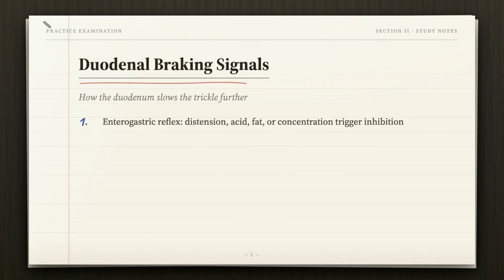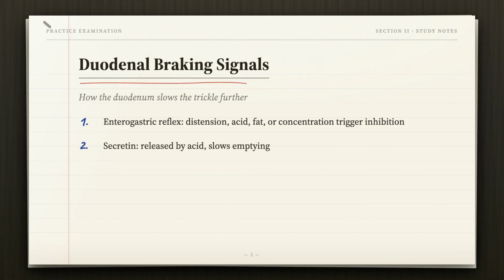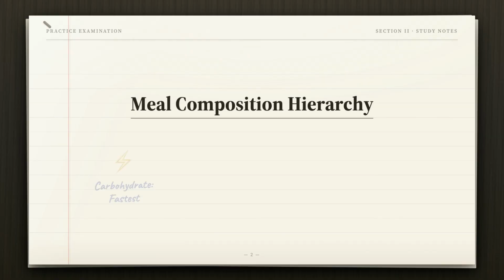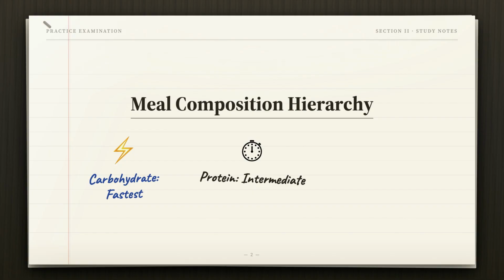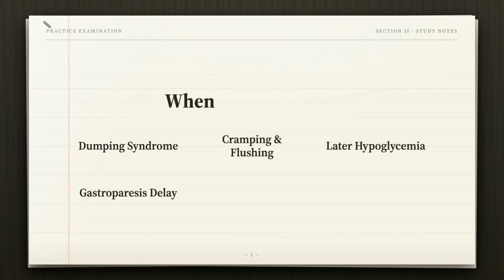The duodenum modulates that trickle through the enterogastric reflex, a neural pathway triggered by distension, acid, fat, or concentration. Alongside it, secretin and cholecystokinin add hormonal braking, slowing both gastric secretion and emptying. Fat produces the strongest inhibition because it's the slowest to process, requiring bile salt emulsification before pancreatic lipase can even act. This is why carbohydrate empties fastest, protein is intermediate, and fat is slowest, with a typical mixed meal clearing in 2 to 4 hours.